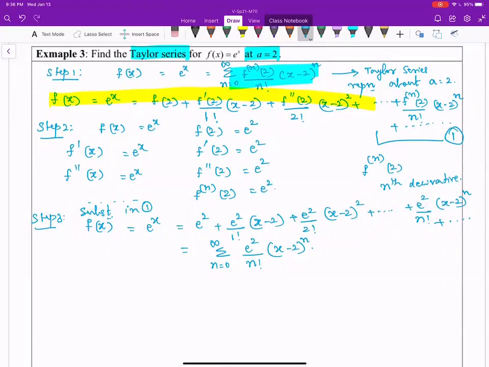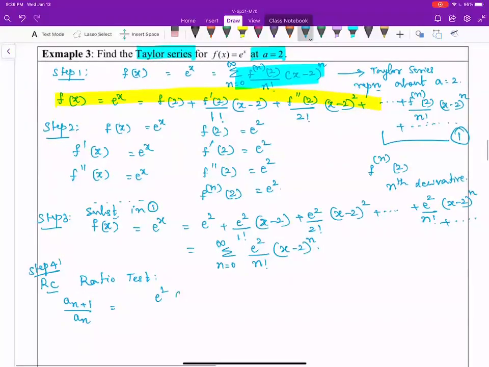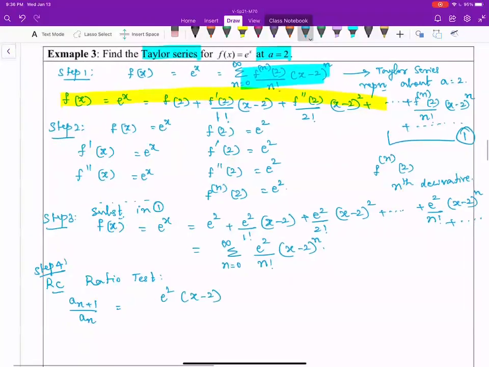Just the way we found out the radius of convergence for the earlier Maclaurin series, when you find out the radius of convergence, we will use the ratio test. So the ratio test would be a sub n plus 1 over a sub n, the n plus first term over the nth term. That will be here e square times x minus 2 to the power of n plus 1 divided by n plus 1 factorial.